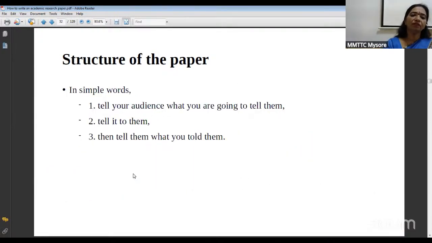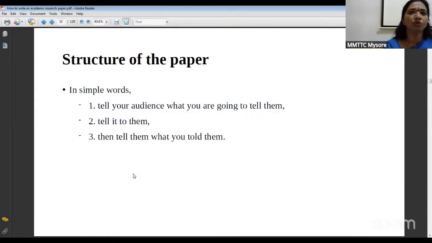In simple words, what we should do when we write or structure a paper is to tell our audience what we are going to tell them. So that should be clear. And then, once you have said what you are going to tell them, you tell it to them. That is the second step.